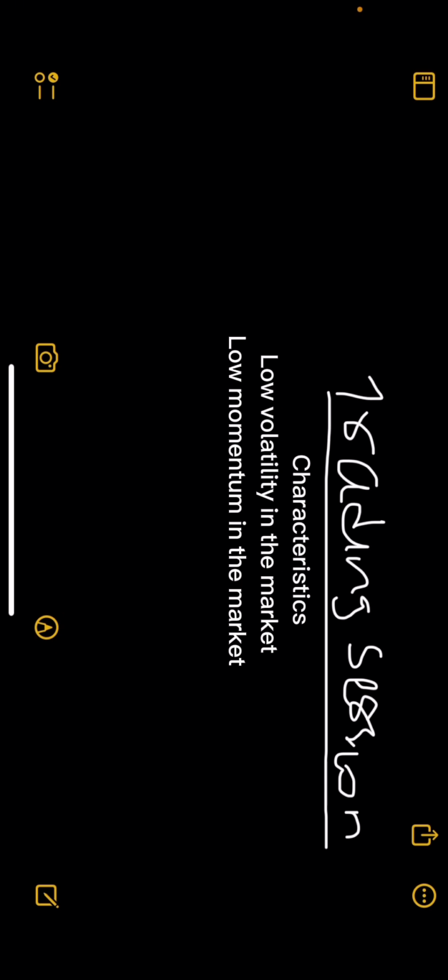The pairs we trade during the Asian session are any pair that has JPY, Japanese yen. We have the USD Japanese yen, the Euro Japanese yen, the GBP Japanese yen, and the CAD Japanese yen, that is the Canadian dollar versus Japanese yen. These are the pairs traded during the Asian session.